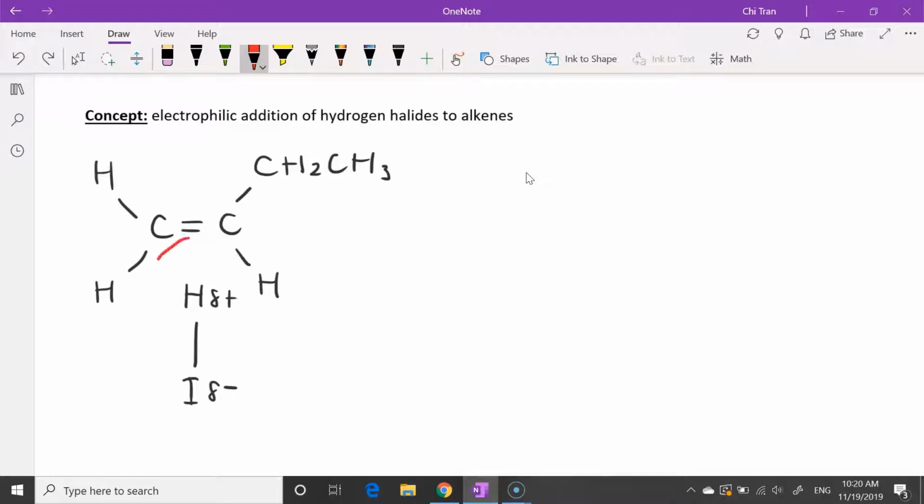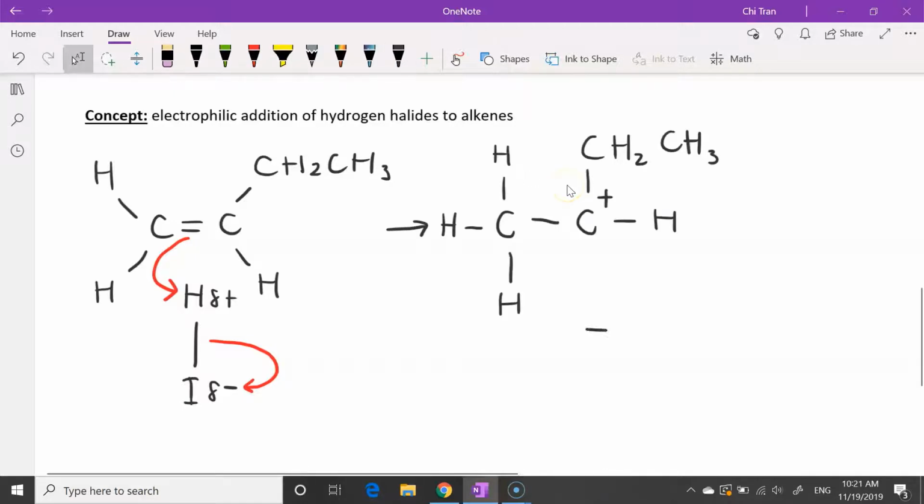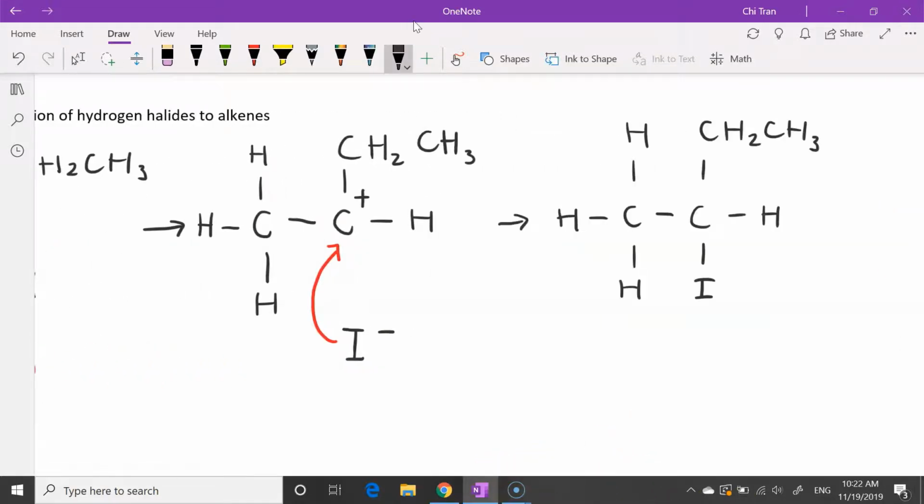The pair of electrons in the double bond will go to the hydrogen, and the pair of electrons between hydrogen and iodine will go to iodine. The result is an intermediate product where the hydrogen is bonded to the first carbon, the second carbon is positive, as well as an individual atom of a negative iodine. And the electrons in that negative iodine will be attracted to the positive carbon and result in the final product. It looks something like this.